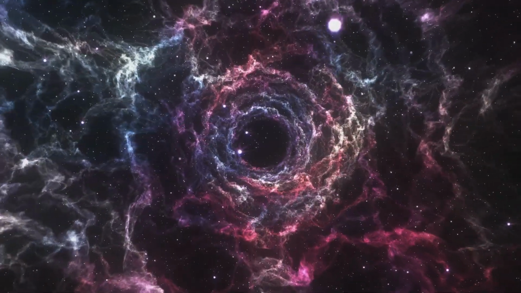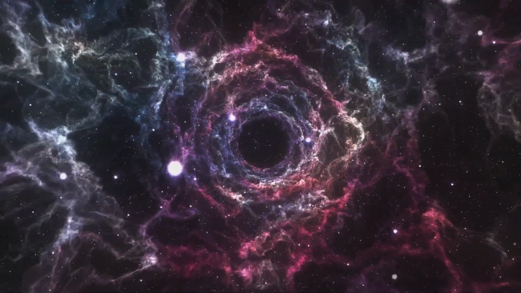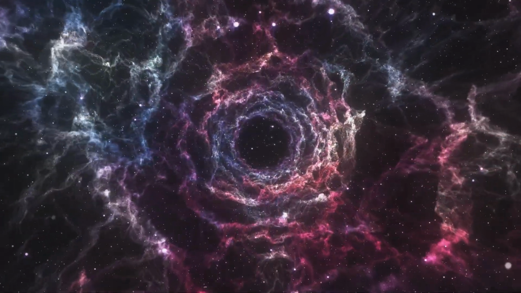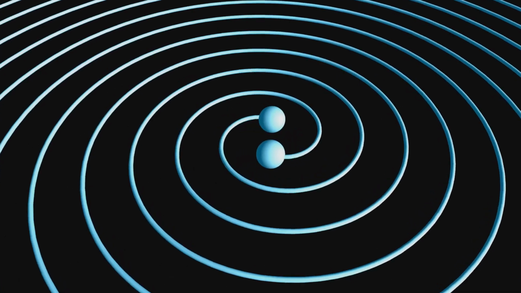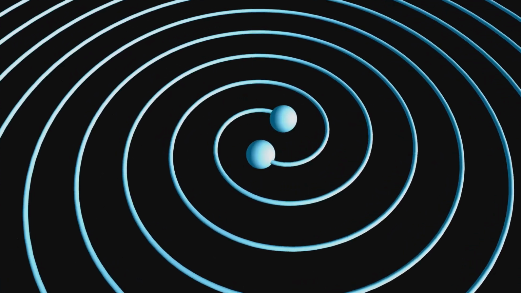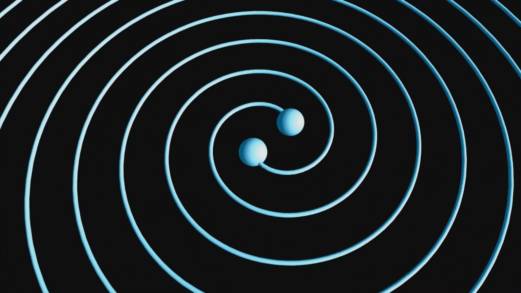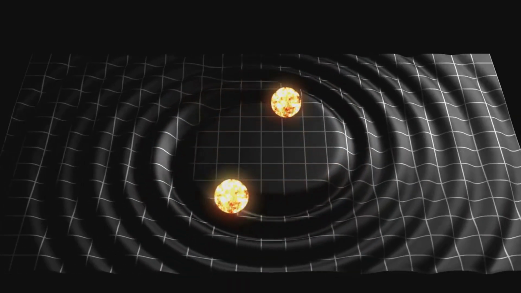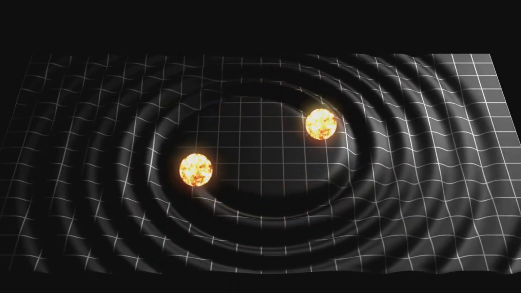We can visualize space-time as a vast, flexible sheet. This sheet can be bent and stretched by the presence of mass and energy. This sheet is not static. It can bend, stretch, and ripple. These distortions are caused by massive objects like stars and planets, which warp the space-time around them. These ripples are the waves we're talking about.